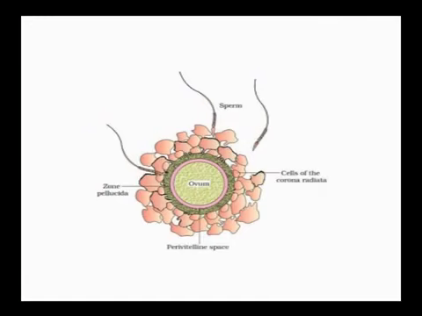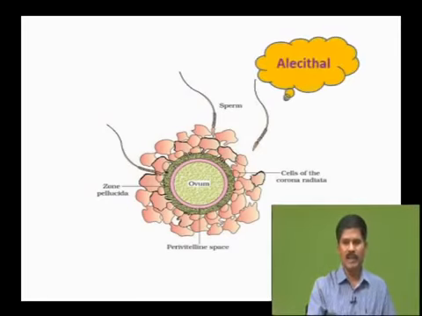Coming to the female gamete called ovum. Ovum is spherical in shape. It is said to be alecithal.